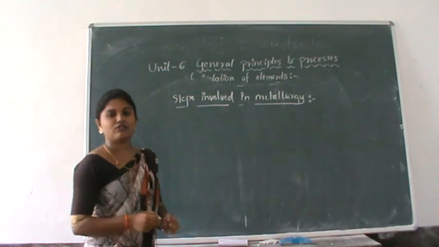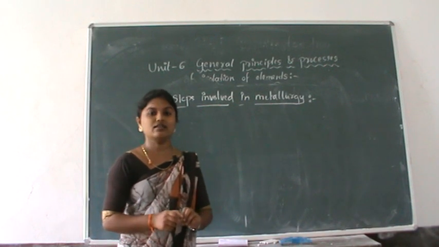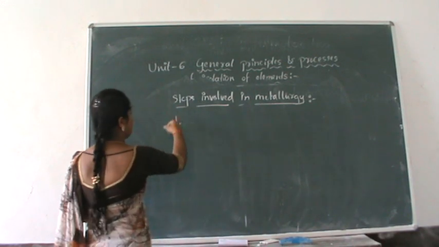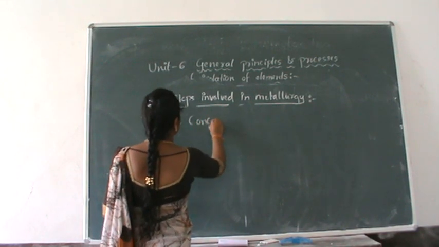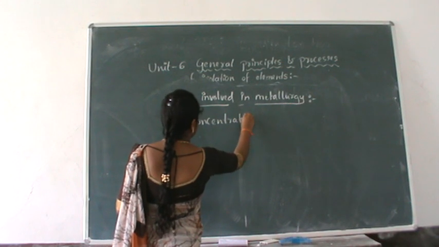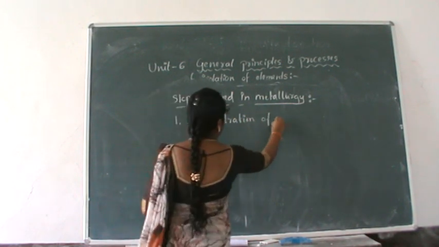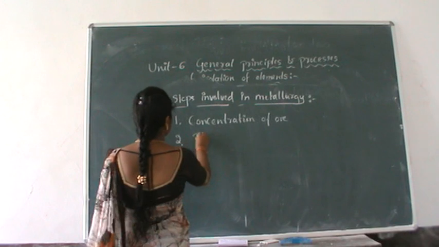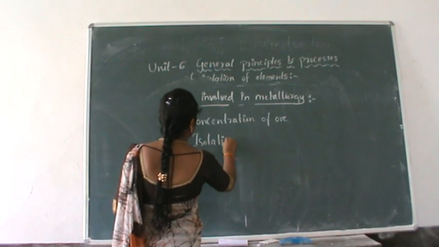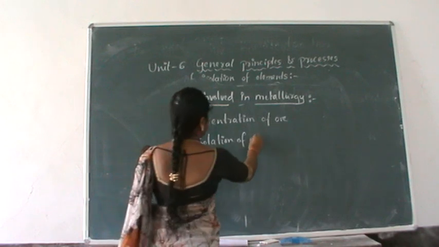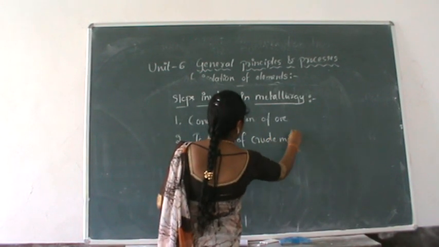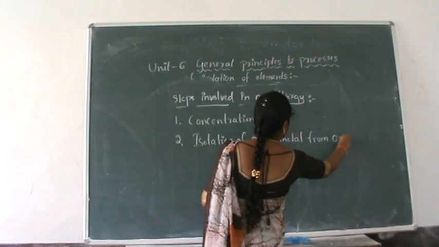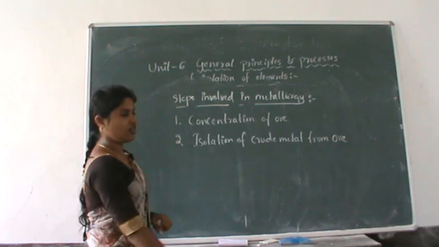So the steps involved in metallurgy are, there are 3 important steps. I will list one by one. First one is concentration of ore. It is the first step. Then the next step is isolation of crude metal from the ore.